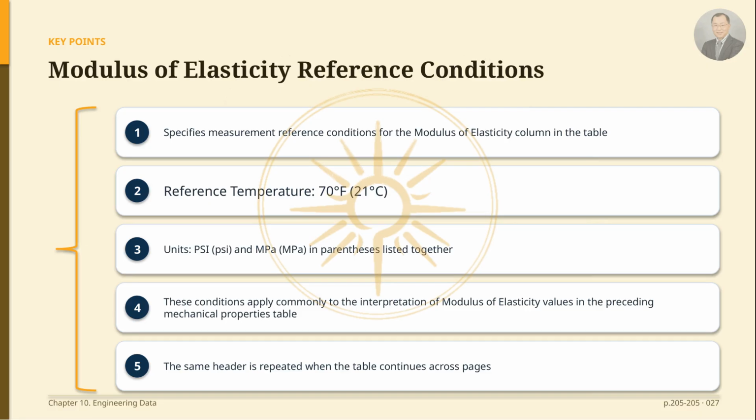This short chunk introduces the header that provides the reference conditions for the modulus of elasticity column in the mechanical properties table. The modulus of elasticity is measured based on 70 degrees Fahrenheit or 21 degrees Celsius, and is expressed in psi, with a converted MPa value provided in parentheses. These reference conditions apply commonly when interpreting all modulus of elasticity values in the properties table we saw earlier, and the same header is repeated whenever the table continues across multiple pages.